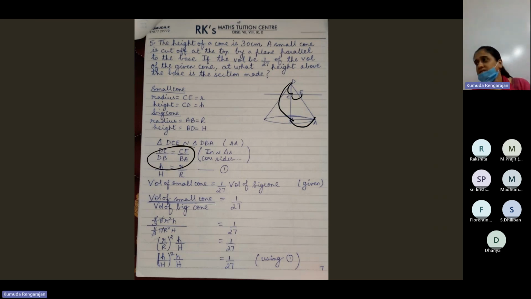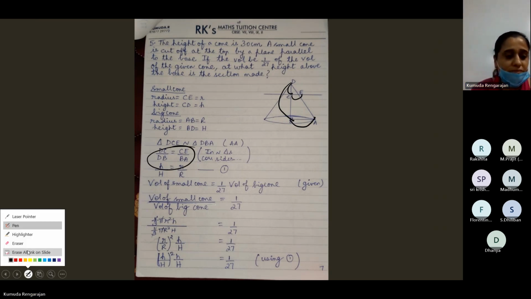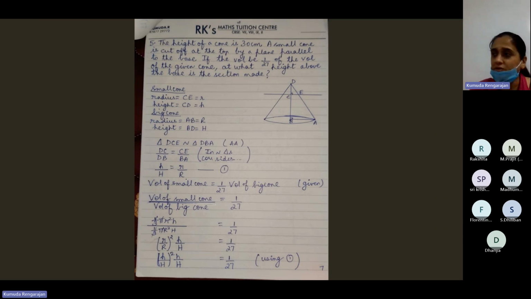In two similar triangles, corresponding sides are proportional. That we have mentioned. Then substitute: h by H is equal to r by R. We have this result. Show that the triangles are similar, write the ratio of the corresponding sides, and we have this result.